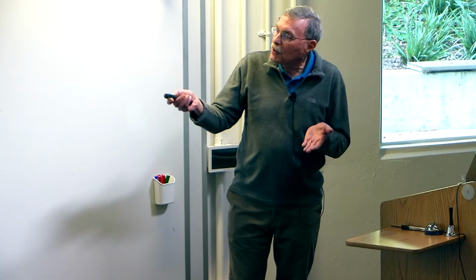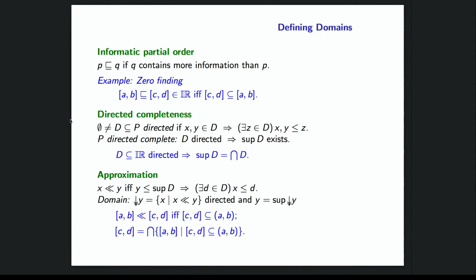Okay? Any questions on this? So this is what domains are. They're structures that satisfy these three properties. Okay? No?